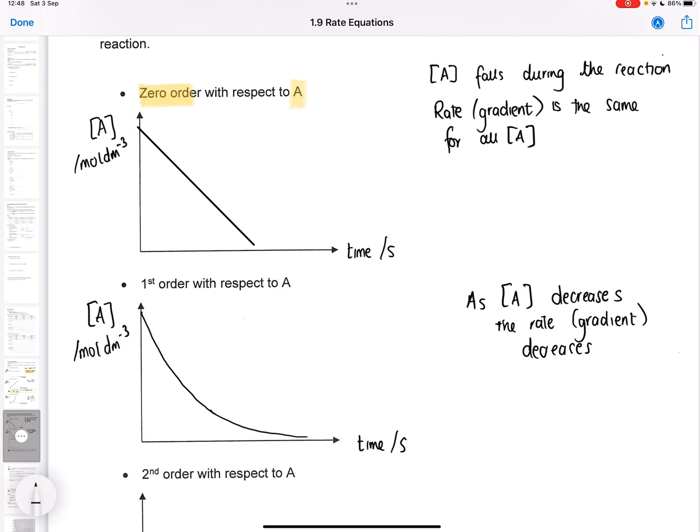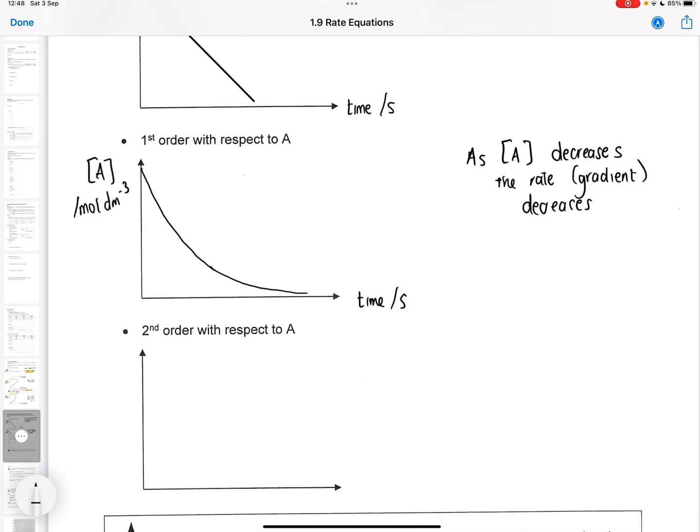Now, if you actually did something on this graph called measuring the half-lives, which is where you could halve the concentration of A and measure the time taken, and then repeat that process, half it again and measure the time taken again, what you'd find is that these half-lives were exactly the same all the time. So it was decreasing in the same proportions.